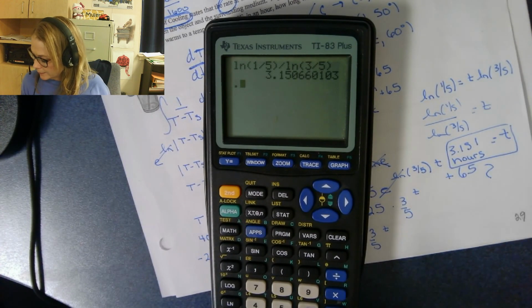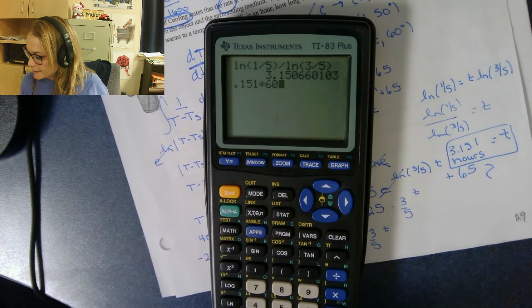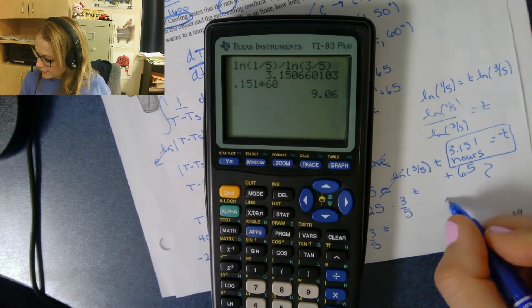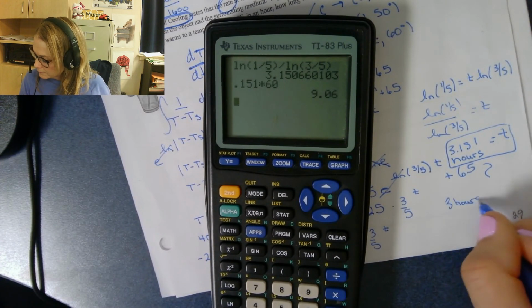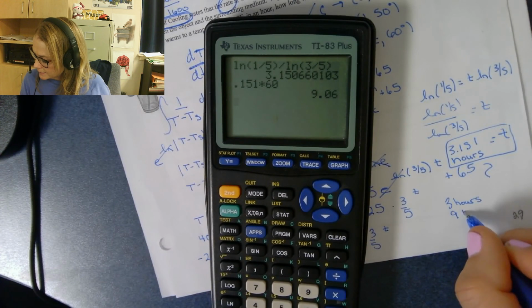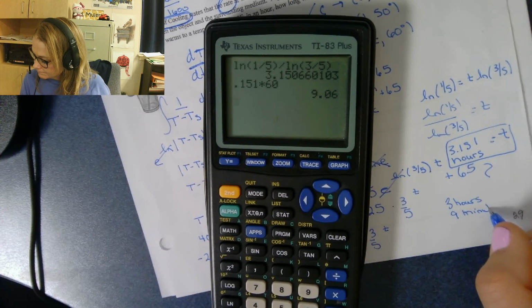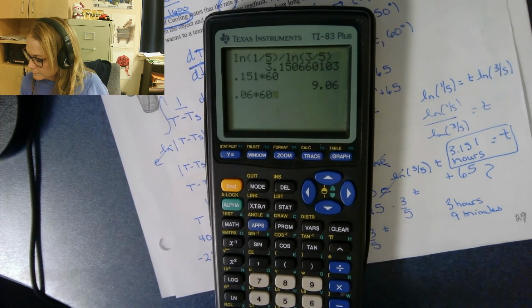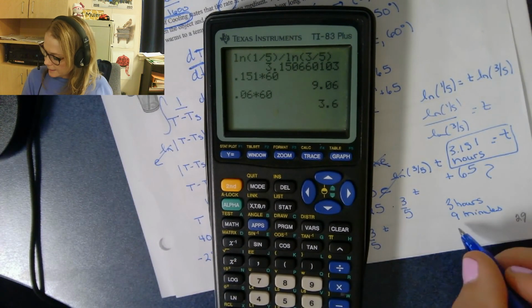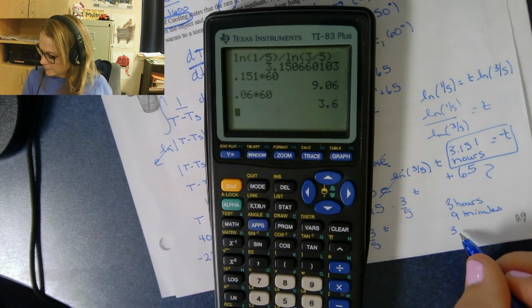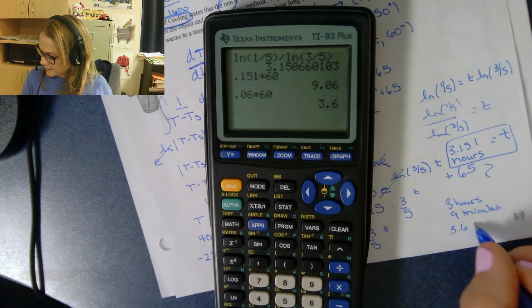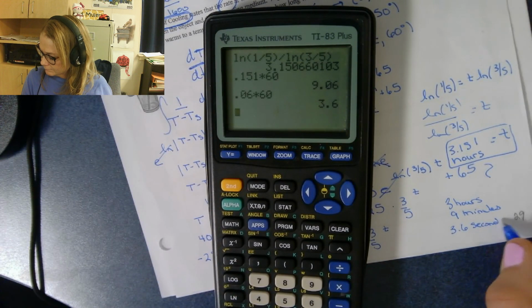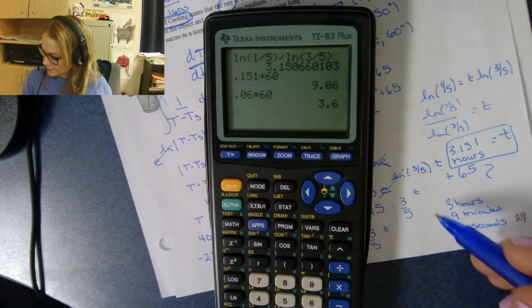Okay, which would be 0.151 times 60. 3 hours, 9 minutes, and 3.6 seconds. That's as good as I can do.